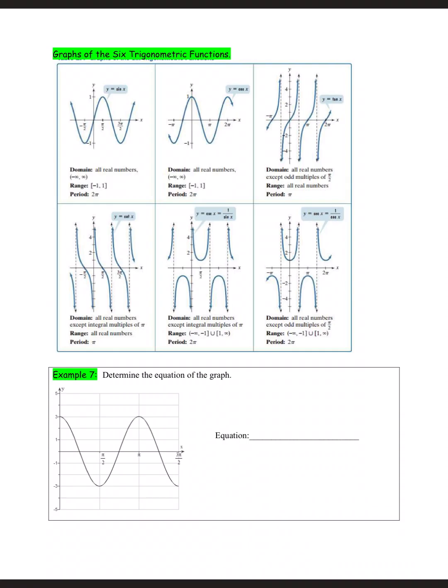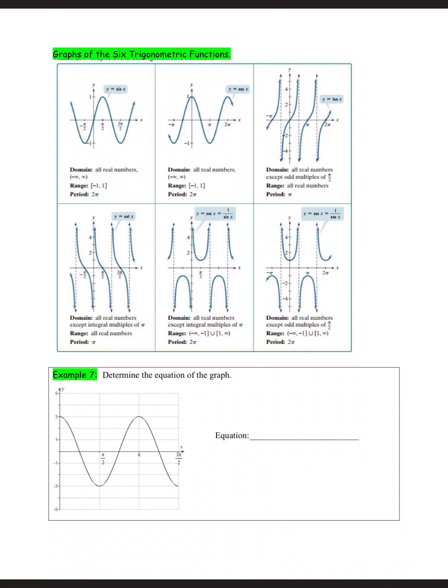Graph of the sixth trig function is given here. So these are all the basic trig functions: y equals sine of x, cosine of x, tangent of x, cotangent of x, y equals cosecant of x, and then y equals secant of x. So on example 7, we're determining the equation of the graph.